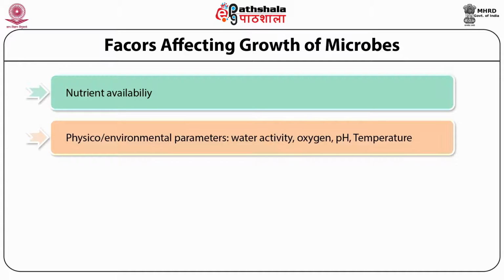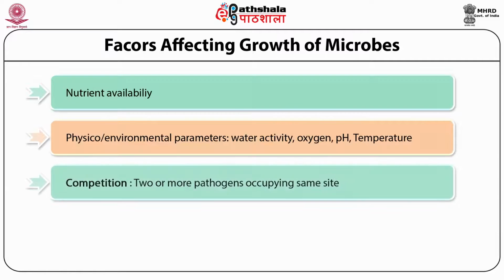So most of the microbes which are pathogenic grow best at 37 degrees Celsius. But some bacteria require low temperature and some require more than 37 degrees Celsius for their optimum growth. The third factor is competition.